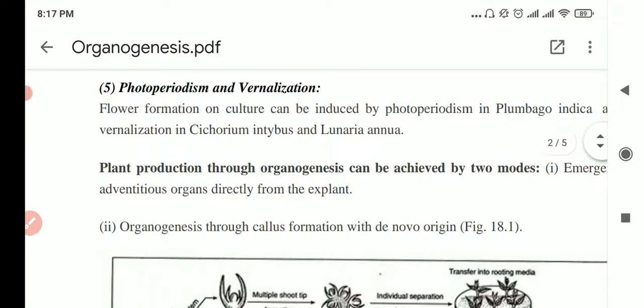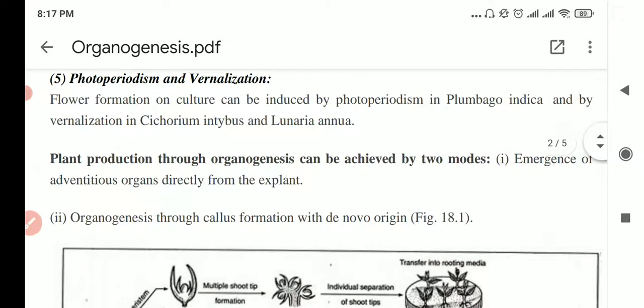Then photoperiodism and vernalization, I think we did last year. No, I think so. So we can induce organogenesis by inducing photoperiodism and vernalization, applying cold treatment and light treatment. They performed these experiments and saw that you could induce organogenesis on a plant organ which will give rise to a complete plant.